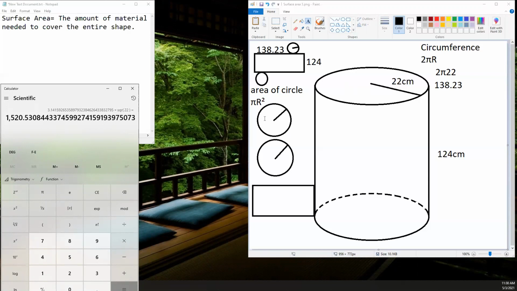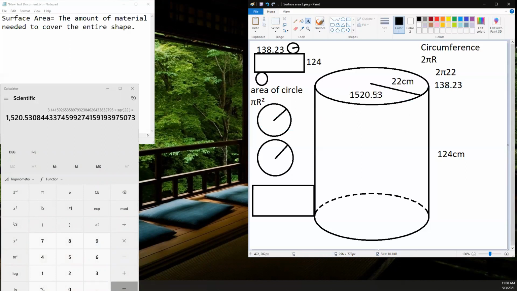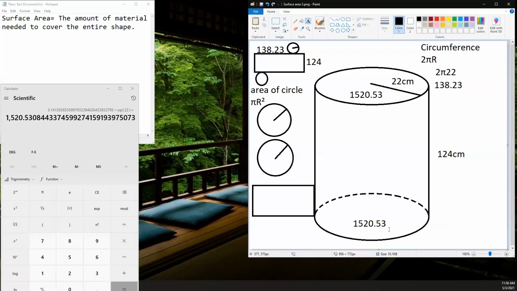So we know, I'm going to put them over here. Well, 1,520.53. That's bigger than I was hoping. It's bigger than my circle. All right, I'll put it in here. So that's 1,520.53. This is also 1,520.53 centimeters squared. We'll get to that.